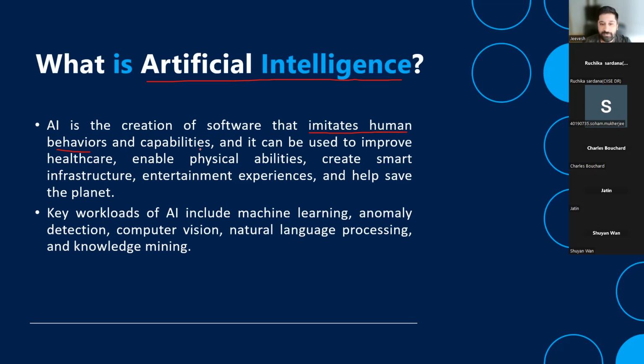It's not just limited to the behavior, but it also includes the capabilities, and it can be used to improve healthcare, enable physical abilities, create smart infrastructure, entertainment experiences, and help save the planet. Now, this comes straight from the documentation. Honestly, this is arguable, because some of you might say that AI might be taking away jobs, which I kind of agree with. And some of us might say that AI is making a lot of redundant tasks easier for us, and I totally agree with that as well. This depends on person to person, how someone interprets this.